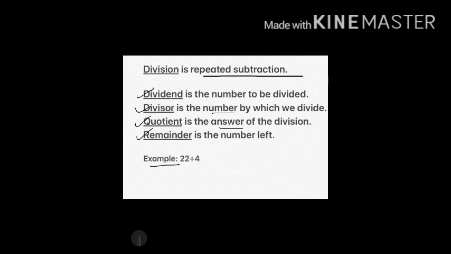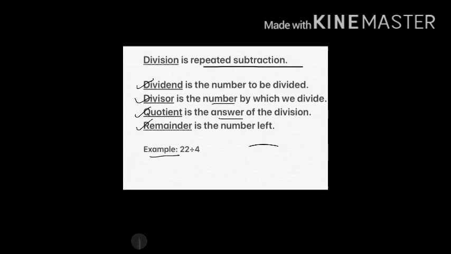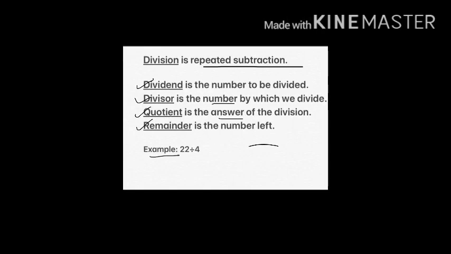Let me take an example for you so that you can understand these terms better. Here, I'll take the example which I have written in the previous page. 22 divided by 4. So I will make a division frame like this. This is called the division frame, where I'll put the dividend inside. 22 divided by 4. 4 is the divisor.